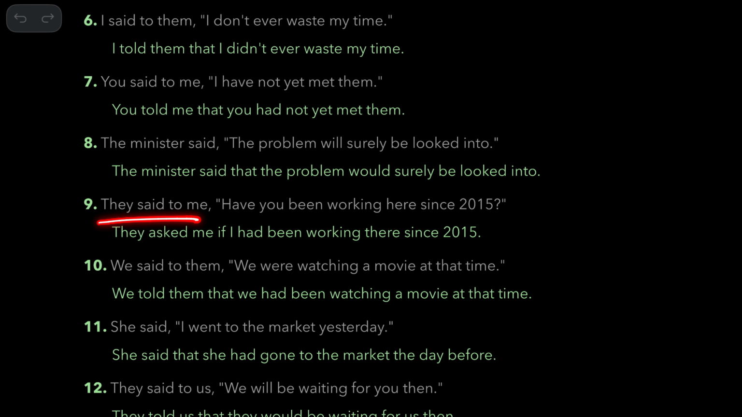They said to me, "Have you been working here since 2015?" They asked me if I had been working there since 2015. We said to them, "We were watching a movie at that time." We told them that we had been watching a movie at that time. So, see how past continuous changes to past perfect continuous tense. She said, "I went to the market yesterday." She said that she had gone to the market the day before.